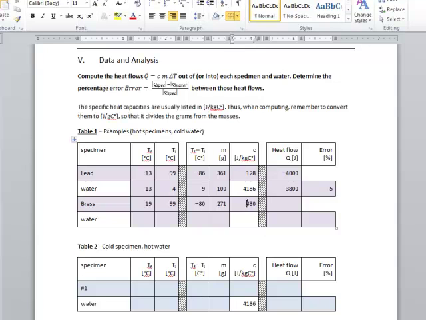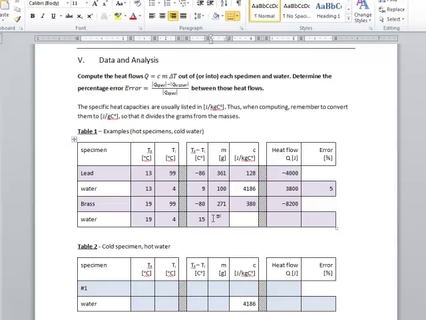And when I do the calculations, I plug in 0.38 joules per gram Celsius degree times 271 grams times negative 80 Celsius degrees, and I come up with negative 8,238, which I should round to negative 8,200 joules of heat that flow out of the brass. For the water, the mixing temperature, of course, is the same, 19 degrees Celsius. It was really cold water at 4 degrees Celsius. 19 minus 4 is 15.